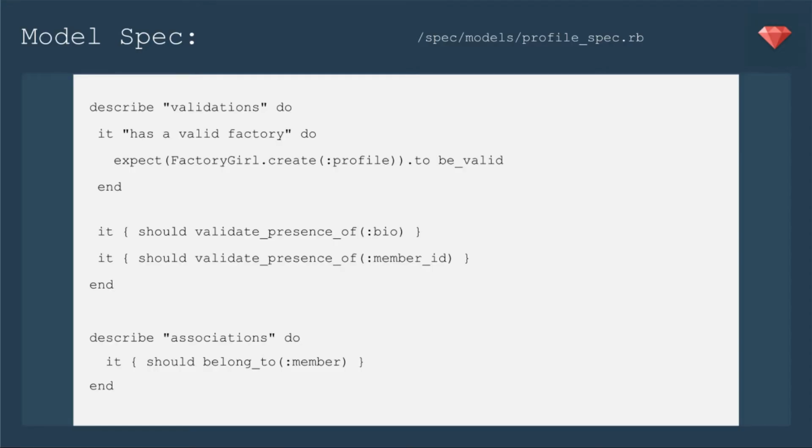The scaffold also creates a number of unit tests that we can fill out. For this lesson, we're going to be focusing on the model and controller specs. Here's the model spec for profile. We want to make sure that the factory is good to go at all times. Then we want to make sure it has a bio and a member_id. Now we're going to also add that it'll have an association. It should belong to member. And we're using shoulda matchers for this syntax.